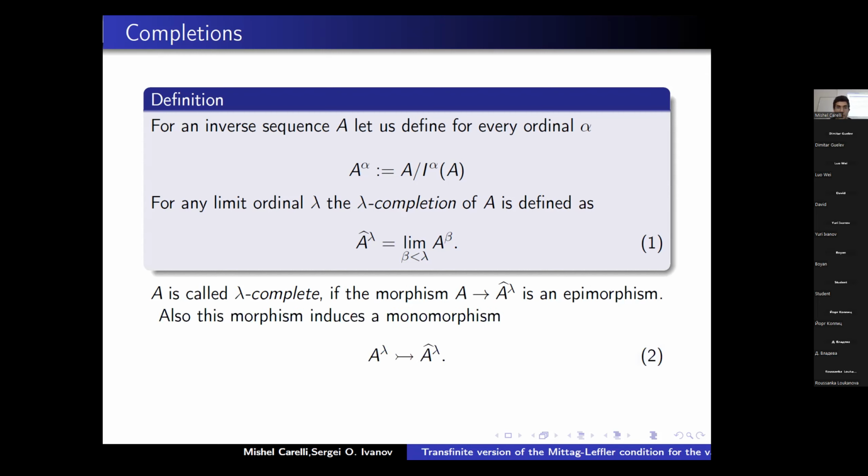And also this morphism always induces a morphism to the lambda completion. If we have a morphism from A to the lambda completion, obviously the kernel of this morphism would be the elements of the lambda image.